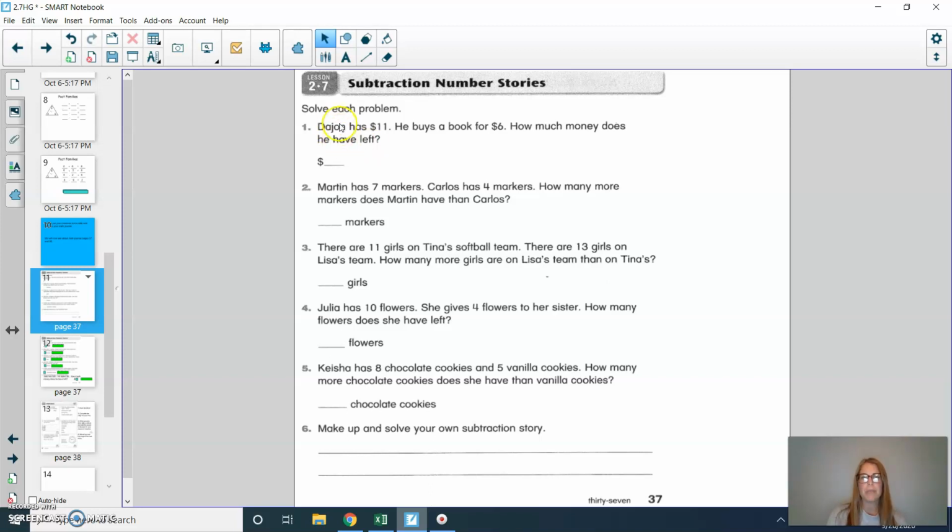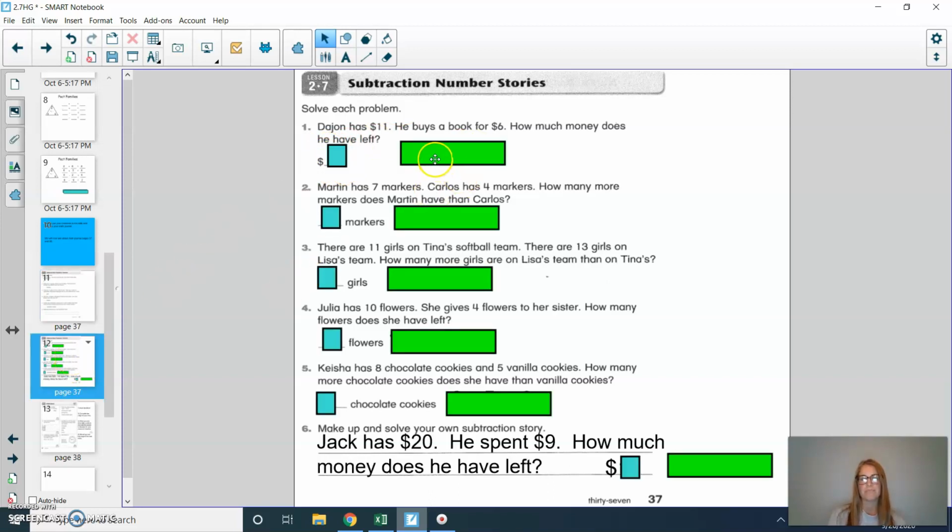So for the first one, I'm going to pronounce his name Dejan. So Dejan has $11. He buys a book for $6. How much money does he have left? I like to put a number model on the side so I know what I'm subtracting. And then on the line is where I put my answer. Let me show you just how I did number 1.